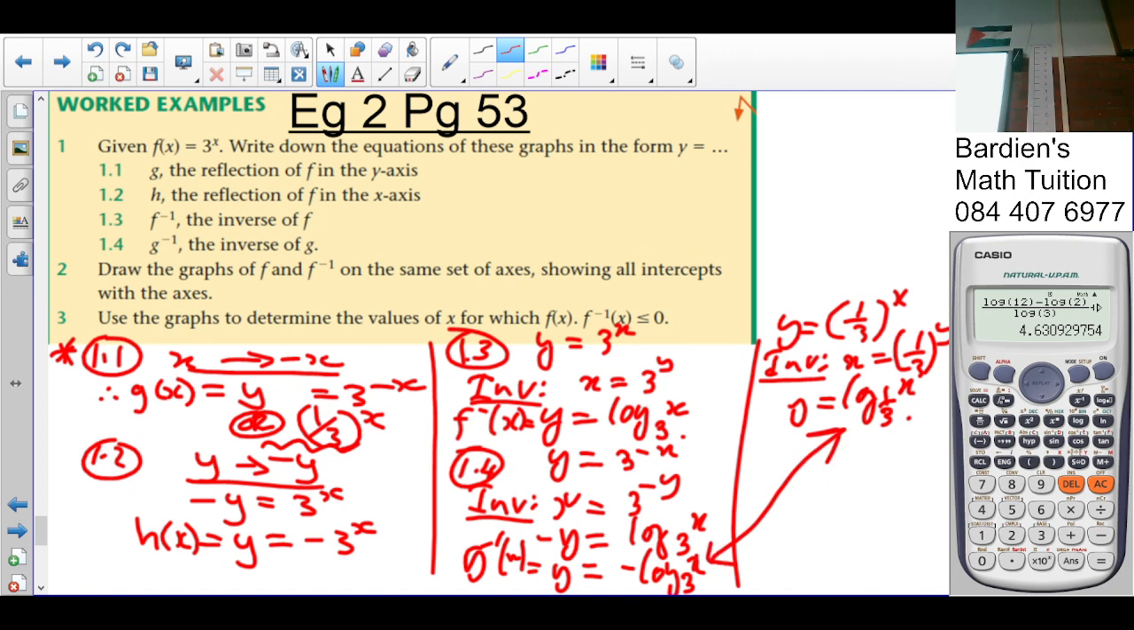Then it says draw the graphs of the function and the inverse function. I'm sure you can do that now. Just follow the other steps that I showed you. And use your graph to determine the value for x. I'll answer these questions in this video now.